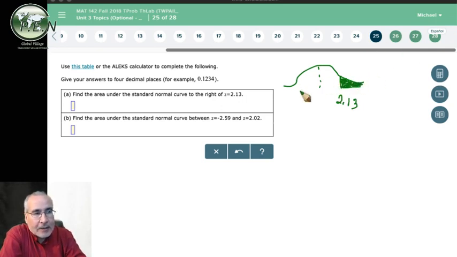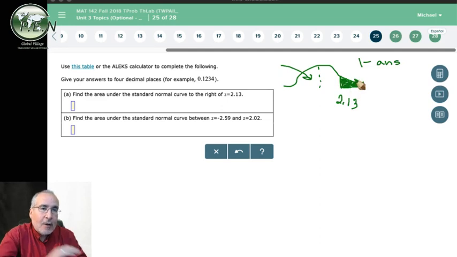Now the calculator is going to give us this area to the left. The table gives us the area to the left. So once we have that, what we have to do is take that answer and subtract it from 1. So we take 1 minus the answer we get, and that will give us the area to the right. 1 is the total area under the curve, so when we have the left subtracted from 1, that gives us the area to the right.